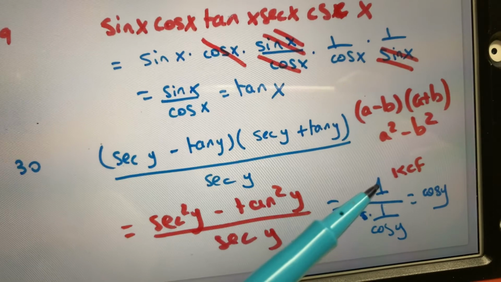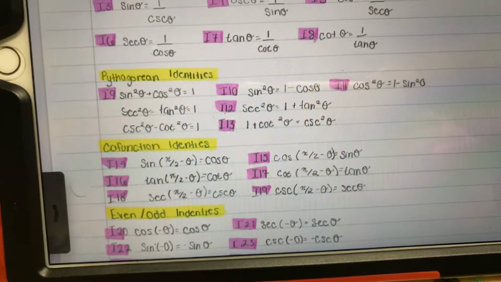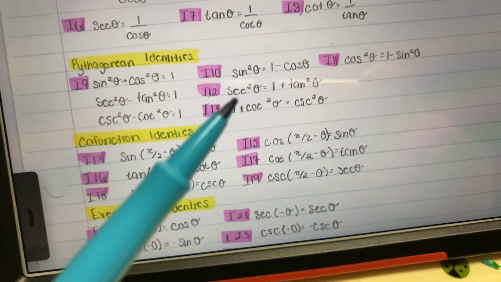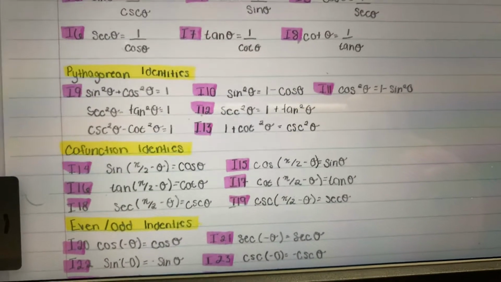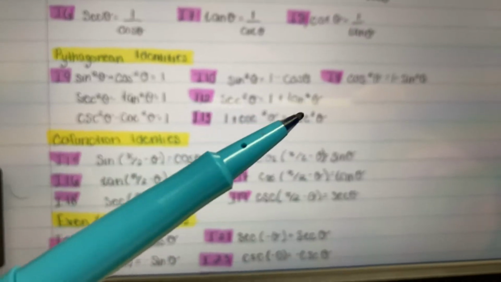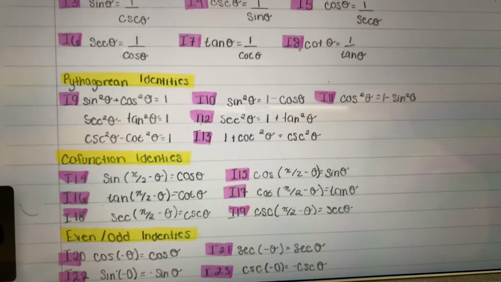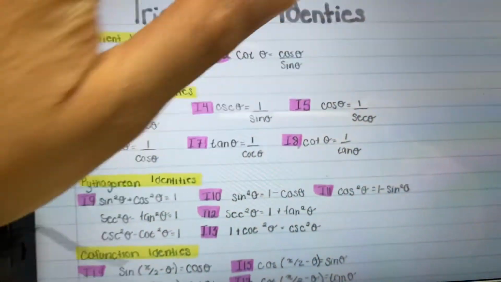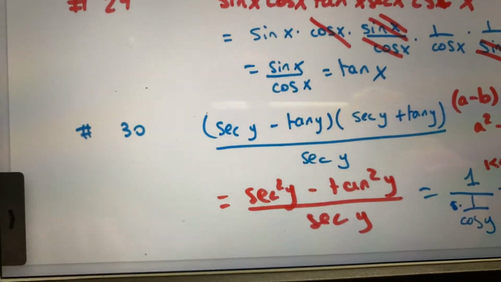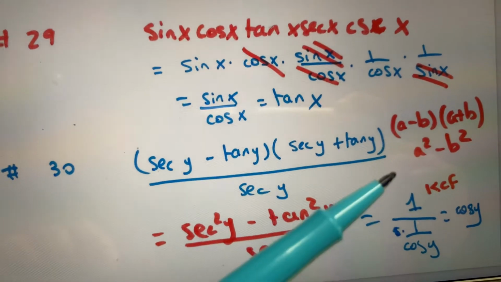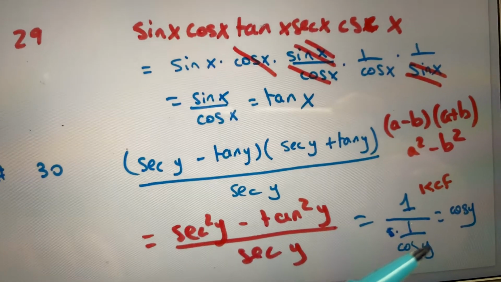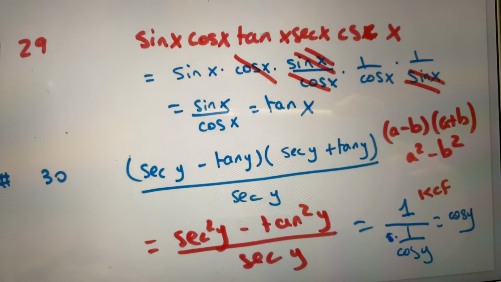This should remind me of an identity which equals 1. I'm going to go back to this. It's linked to this one. Secant squared equals 1 plus tan squared. Sorry, it turned a little bit blurry. So if you subtract tan squared on each side, secant squared minus tan squared equals 1. So that's what I have used here. Secant squared minus tan squared equals 1. And secant is 1 over cosine. Keep, change, flip. So 1 multiplied by cosine over 1 gives you just a cosine.